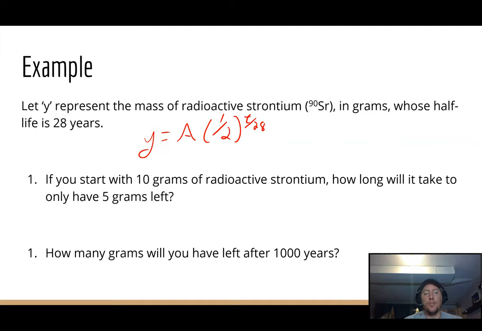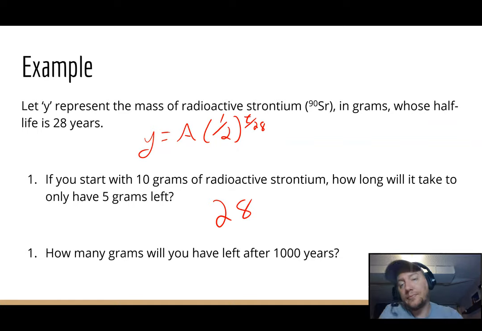It should say number one, number two, but it just says number one, number one. Number one, if you start with 10 grams of radioactive strontium, how long will it take to only have 5 grams left? Well, you can start throwing this into your calculator if you want, but it should be pretty obvious. Starting with 10, you have 5, it's been cut in half, therefore it's been one half-life, 28 years.